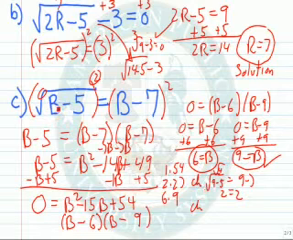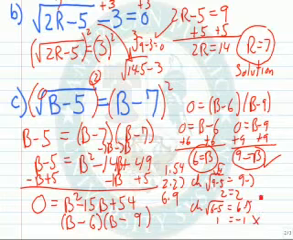Put 6 in here, we have the square root of 6 minus 5, which is the square root of 1, which is 1. If we put in 6 minus 7, we get negative 1. Uh-oh, this one does not work, so this one we're going to throw away and call it extraneous.